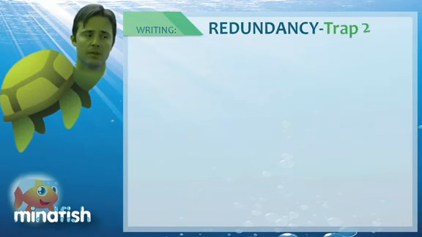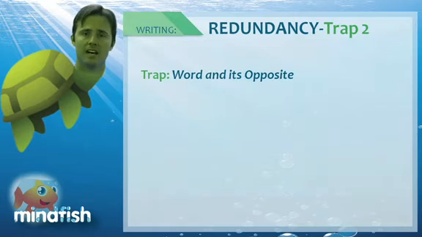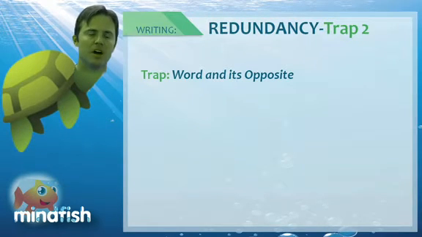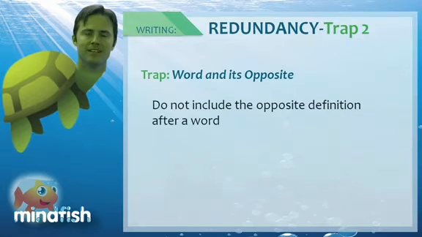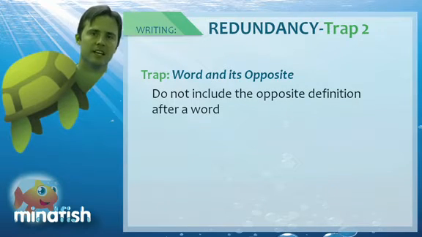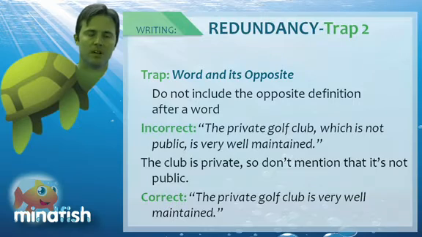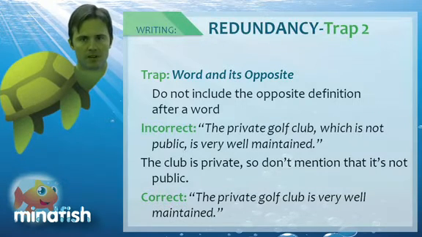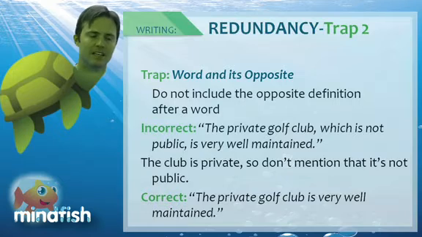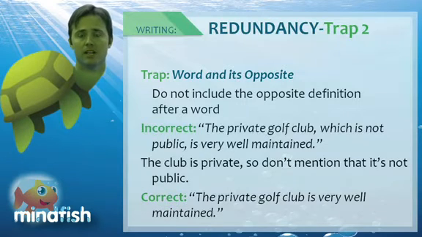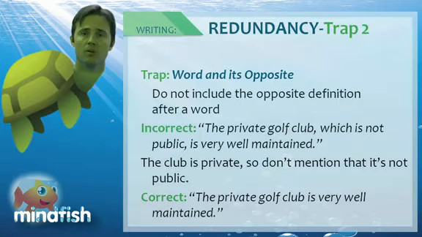The second trap that redundancy uses is the word and its opposite. So this is a little less obvious, so pay attention to how we explain this. Basically, it's not necessary to define a word and then state the opposite definition right after it. So example would be, the private golf club, which is not public, is very well maintained. Since we know it's a private golf club, we know it automatically isn't public, and we don't need to mention it. So the correct version of this sentence would state, the private golf club is very well maintained.